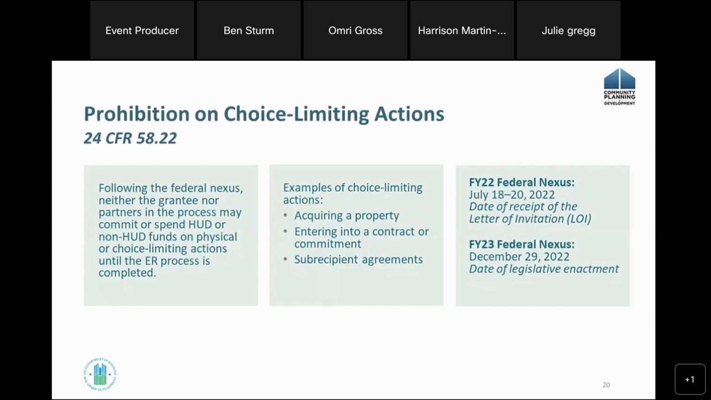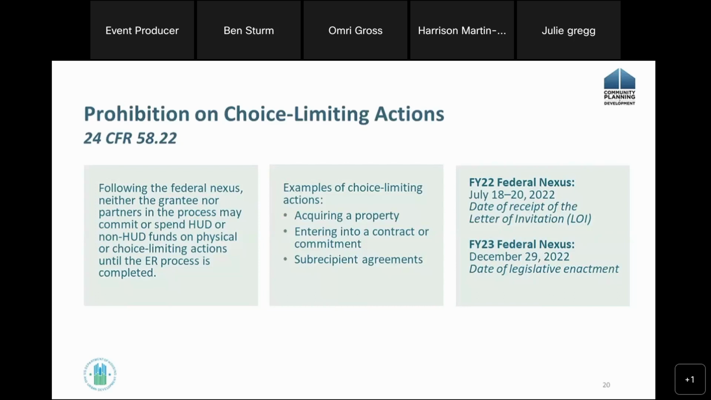So what are choice limiting actions? Some examples of choice limiting actions are acquisition, entering into any contracts, commitments, or agreements, spending funds, or any actions that limit the choice of reasonable alternatives to the project site or activities. So any action that is limiting the choice of reasonable alternatives to the project site or activities is considered a choice limiting action and cannot be taken after the federal nexus until the environmental review is complete. The federal nexus is the point at which the project becomes federalized, triggering HUD's environmental compliance requirements.